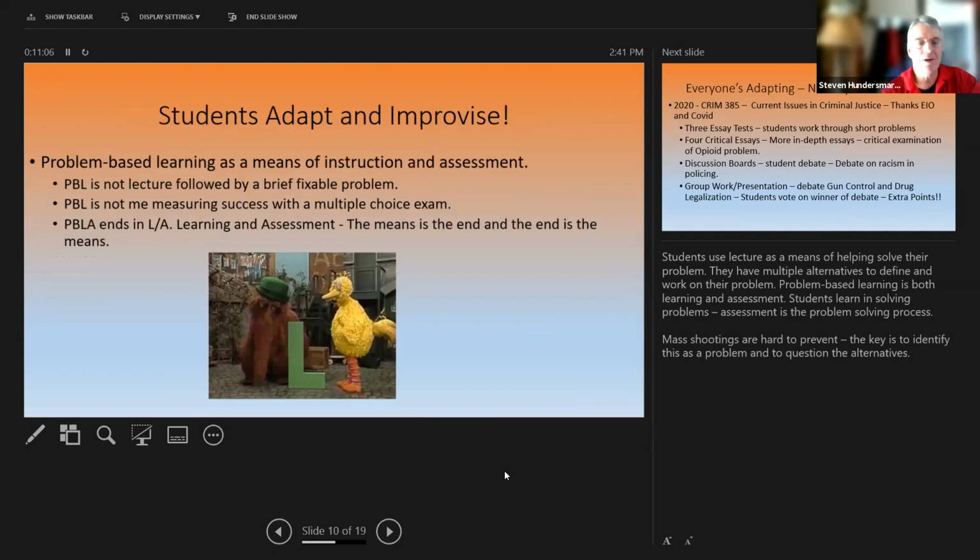So the short of this is, a lot of people talk about problem-based learning. It's not a lecture with a brief fixable problem, so it's not at the front end. Likewise, it's not, hey, give the group a PBL lesson and then we're going to test in a multiple choice exam. I think of it now as PBLA. Maybe I should copyright that. PBLA is where the problem is both the learning and the assessment. They're going to be engaged in problem solving of different types, and I'm going to be assessing them based on how they attack a problem, not necessarily whether they have the right answer. There may not be a right answer.